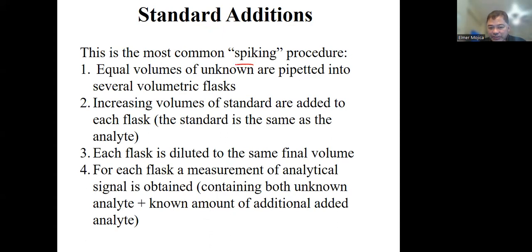Paano kapag konti lang yung sample mo? Or let's say, konti lang yung standard mo, because you're going to use increasing volumes of standard added to each flask. Okay? And that standard is the one that you're looking for, the analyte. And then you dilute your flasks to the same final volume. So you have to look at the limitation.